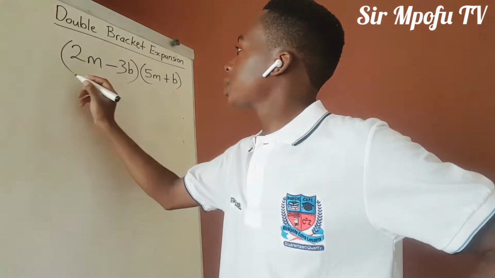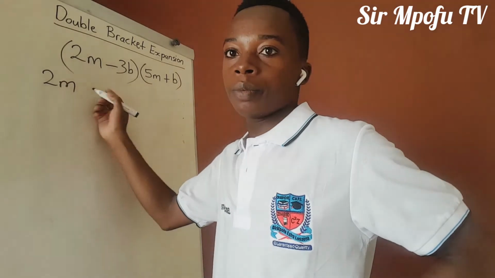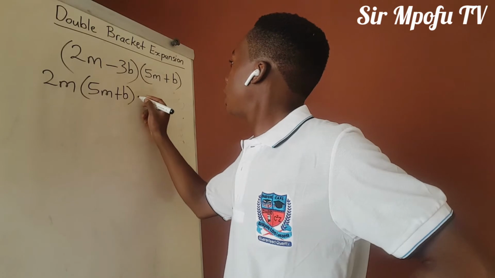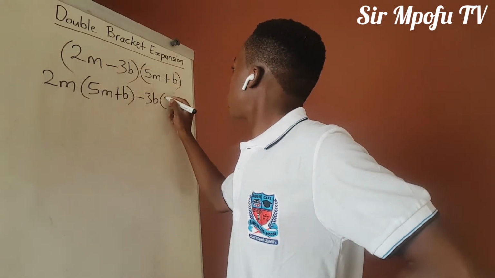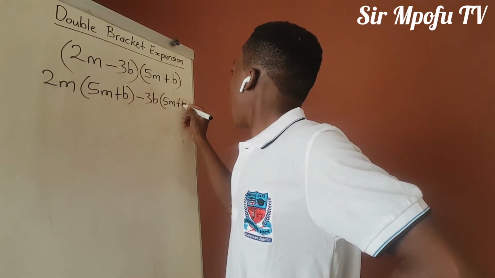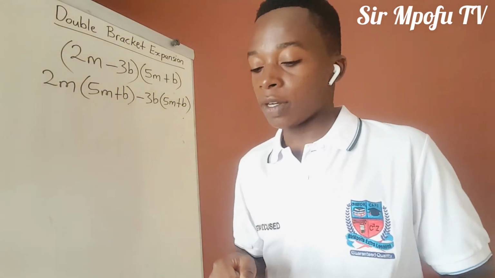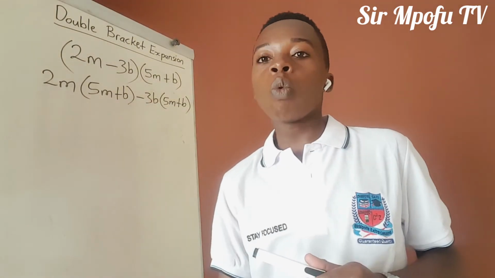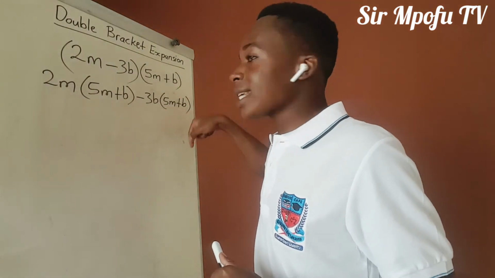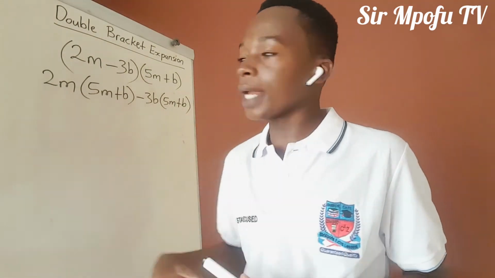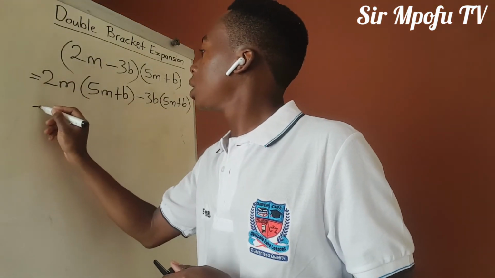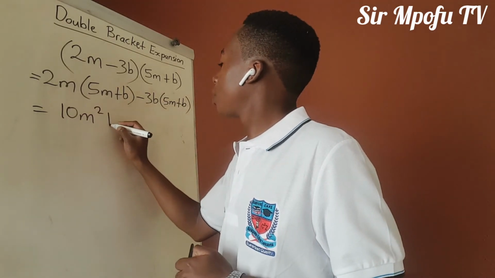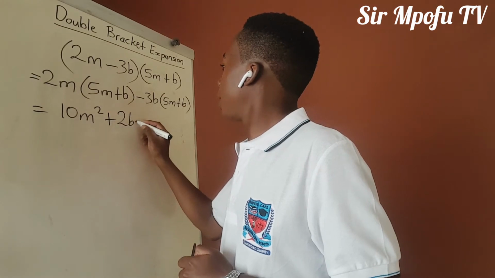As I told you, you take the first term, which is 2m, and it's going to multiply the second bracket. And the next term now, which is 3b, is going to multiply the second bracket. I hope that you viewed the first lesson on bracket expansion. I told you that if you have a negative sign, that negative sign will change all the signs inside the bracket that it will be expanding. So here, this is going to be 10m squared plus 2bm.